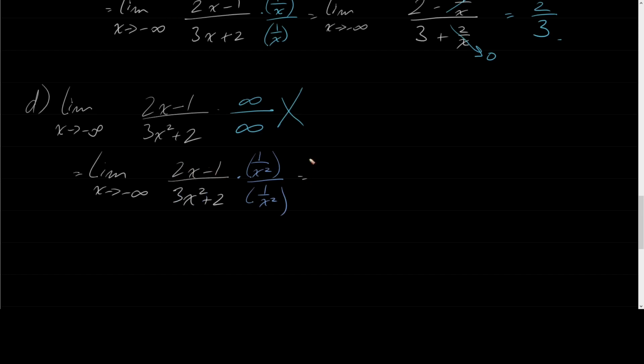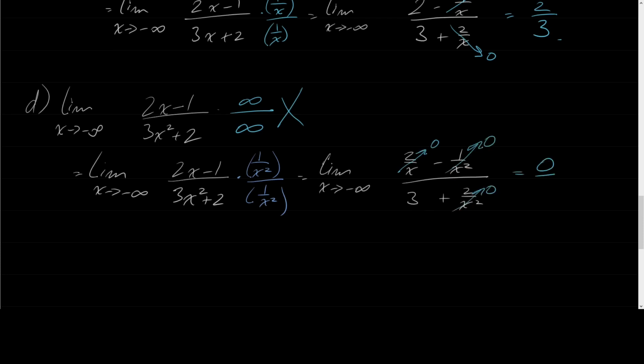That gives us the limit as x approaches negative infinity of 2 over x minus 1 over x squared over 3 plus 2 over x squared. And now, as we take the limit as x goes to infinity there, this right here goes to 0, that right there goes to 0, that goes to 0, so we end up with 0 over 3, which is just 0, right?